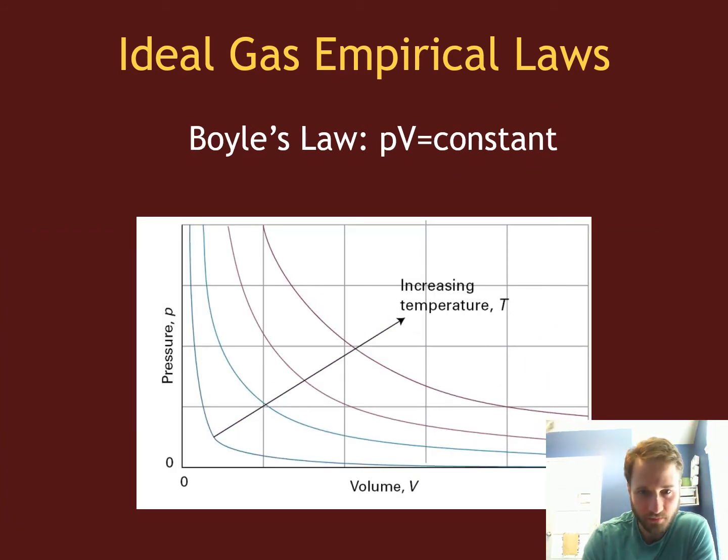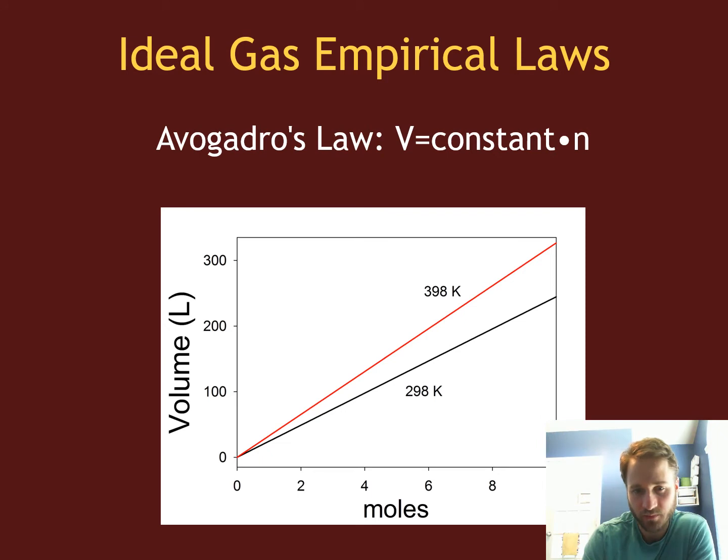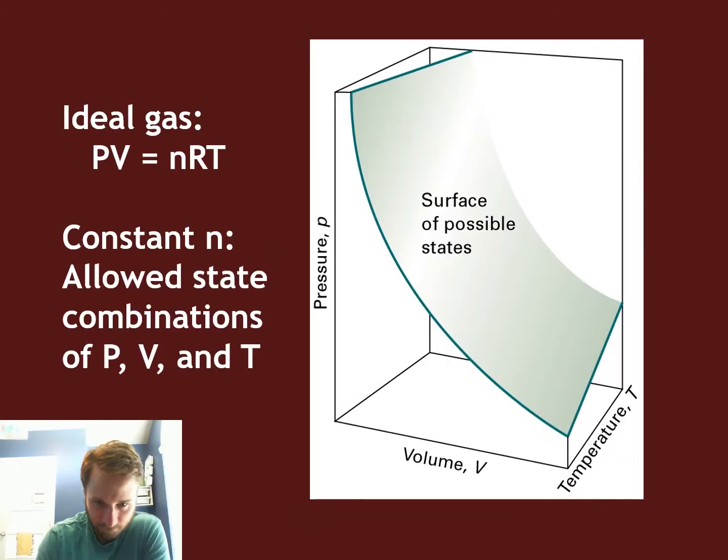Then you have Boyle's law, where you keep temperature constant, number of moles constant, and you find that pressure times volume ends up giving you a constant. And so they're inversely related with each other. And then there's Avogadro's law, which showed that as you increase the number of moles of gas, you got an increase in volume, at constant temperature. And when you combine all those laws together, you get the ideal gas law, PV equals nRT.